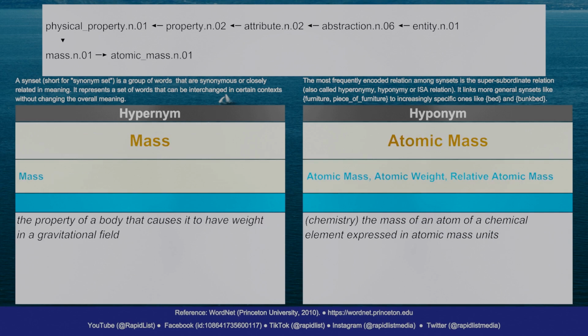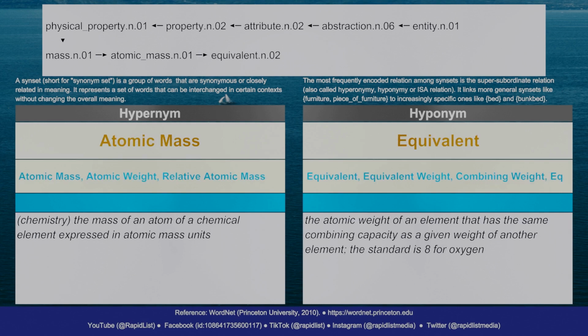Atomic mass. Chemistry, the mass of an atom of a chemical element expressed in atomic mass units. Equivalent. The atomic weight of an element that has the same combining capacity as a given weight of another element. The standard is 8 for oxygen.